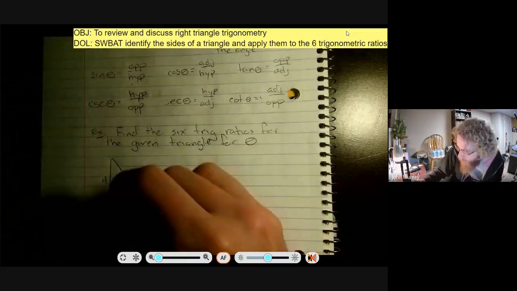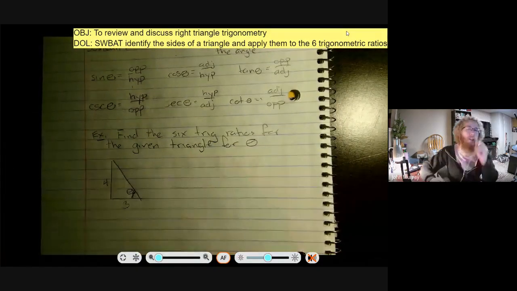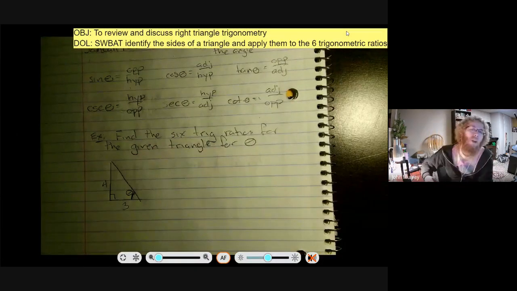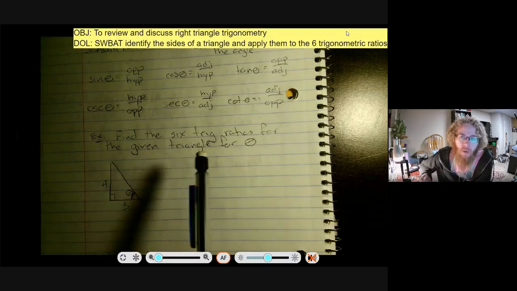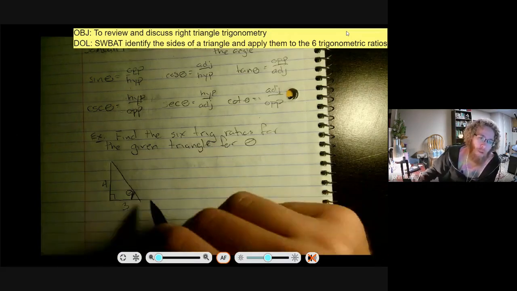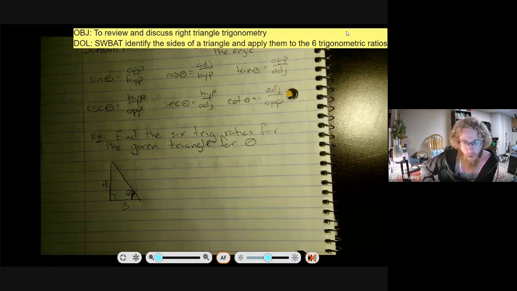All right, so you may be given a situation where you're not even told what the angle is, but you're given a triangle with some side lengths, and you have to figure everything out. So we want to find the 6 trig ratios for the given triangle for theta. My theta is down here. Before we do anything, there's 2 things that we have to do. We have to label our sides, and we have to make sure we have all the sides. I can't do the sine, which is opposite over hypotenuse, if I don't know the hypotenuse.